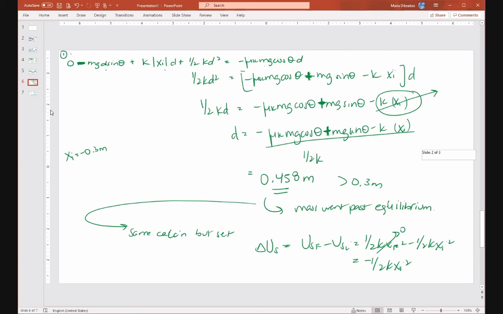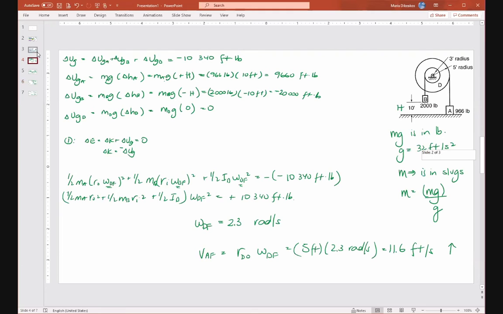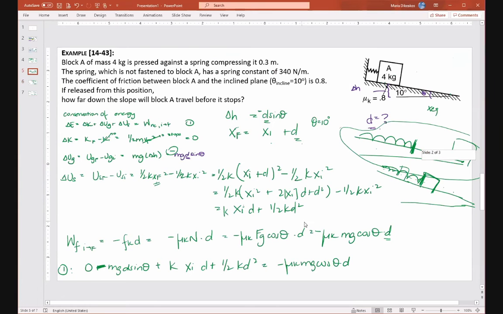So in other words, this part here gets removed and you just have this instead. You'll just have instead 1/2 KX initial squared. And you will solve for D. So in this actual problem, knowing, so let's say, get rid of this.